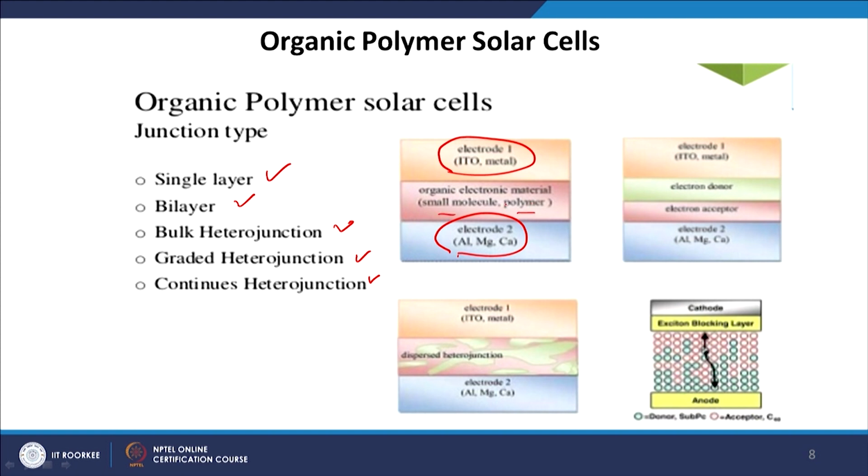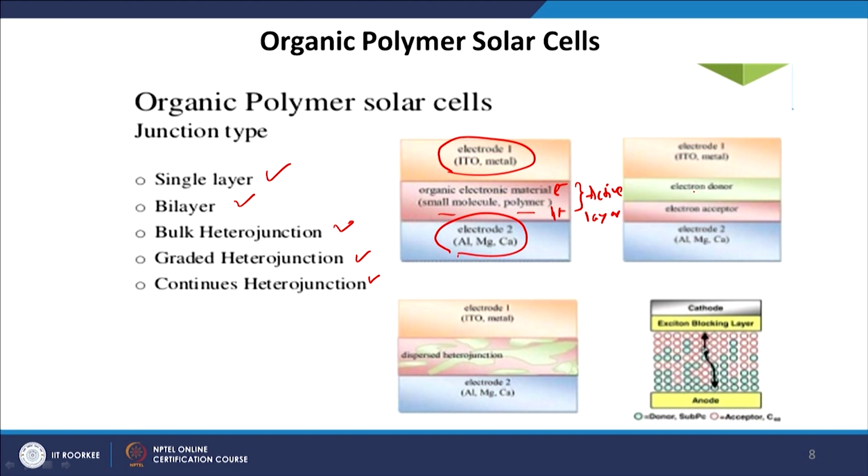Whatever charge carriers are generated inside this organic polymer, which is also called the active layer, will be separated depending upon the voltage difference between electrode 1 and electrode 2. So this kind of structure is a sandwich structure where we sandwich the active layer, which is an organic polymer or a small molecule, between these two electrodes. If you use only one particular kind of material, it is a single layer device.